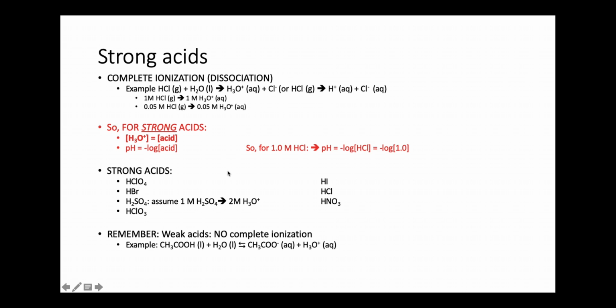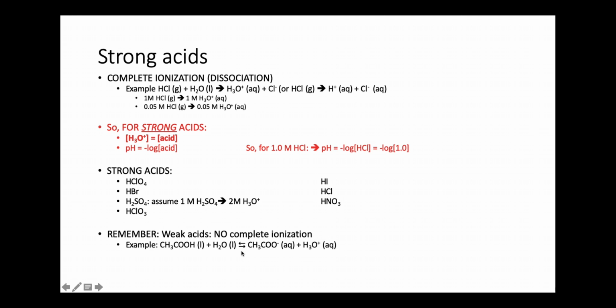So strong acids, we only know 7 strong acids, and here they are. Nitric acid, hydrochloric acid, hydroiodic acid, hydrobromic acid, sulfuric acid, and now we have to take into consideration we have a 2 over here, H2SO4. So 1 unit of H2SO4 can split off 2 H+. So 1 M H2SO4 gives me 2 M H3O+.